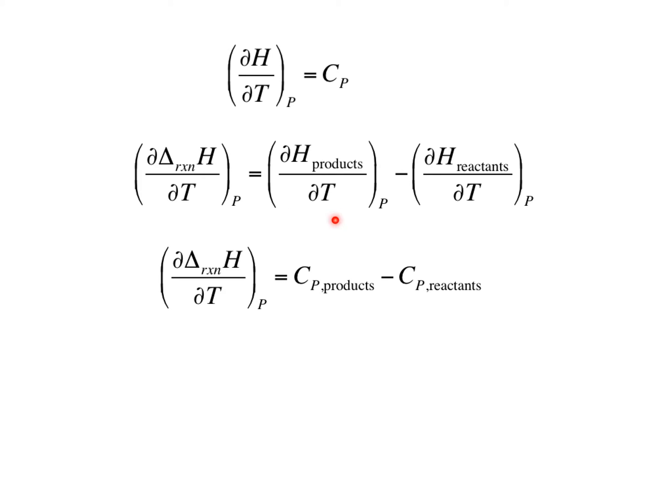The derivative of the enthalpy with respect to temperature is the heat capacity, and so if we're thinking about the enthalpy of the products, then that will be the constant pressure heat capacity of the products. The derivative of the enthalpy of the reactants with respect to temperature, at constant pressure, will be the constant pressure heat capacity of the reactants. The heat capacity of the products minus the heat capacity of the reactants is just the difference in heat capacity for the reaction, and so we can write that the derivative of delta H of reaction with respect to T is equal to delta C sub P for the reaction.